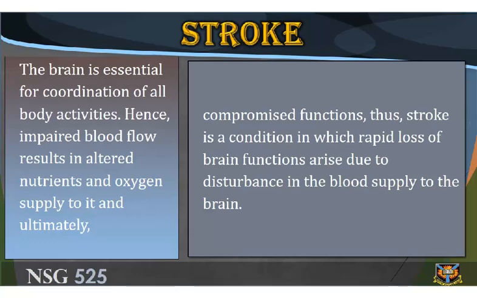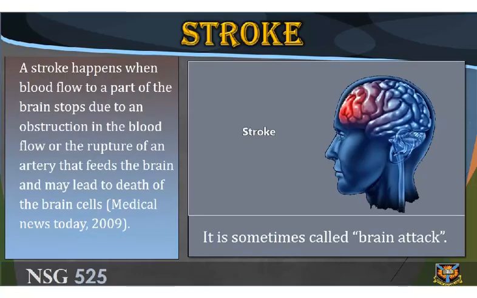Stroke. The brain is essential for coordination of all body activities. Hence, impaired blood flow results in altered nutrition and oxygen supply to it, and ultimately compromised function. Thus, stroke is a condition in which rapid loss of brain function arises due to disturbance in the blood supply to the brain. A stroke happens when blood flow to a part of the brain stops due to an obstruction in the blood flow or the rupture of an artery that feeds the brain, which may lead to death of the brain cells. It is sometimes called a brain attack.